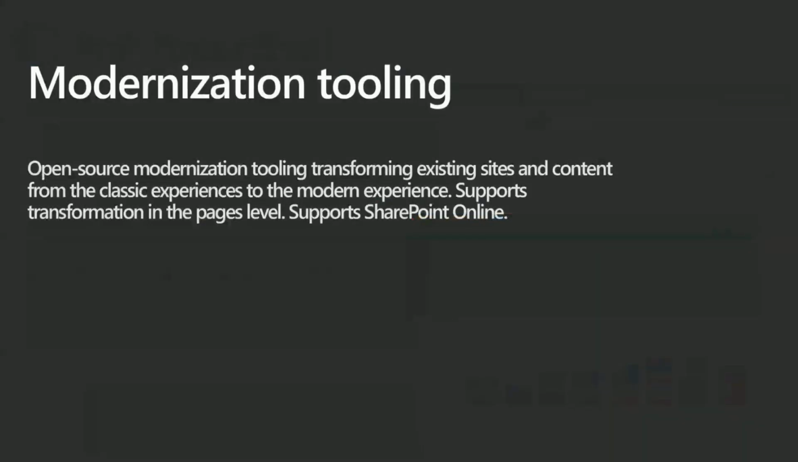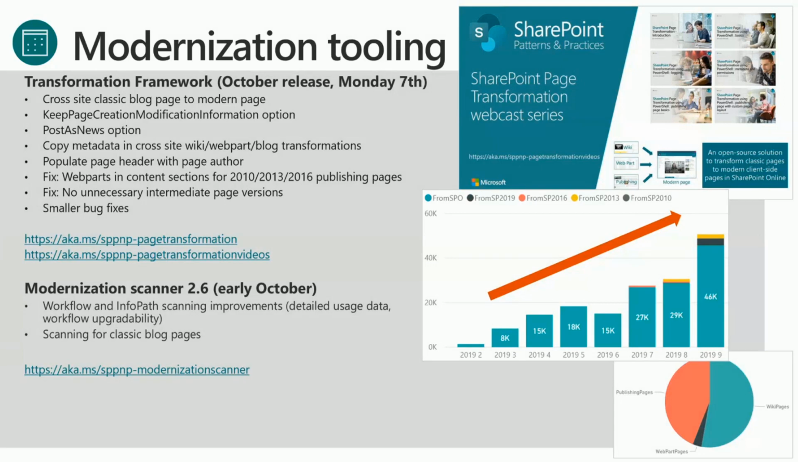Now, a quick modernization tooling recap as well. Bert, what's new in here? What's new? I think the first point is usage. We almost doubled, well, not really doubled, but we went from 30K to 50K plus pages being transformed in September. So really nice growth over there.